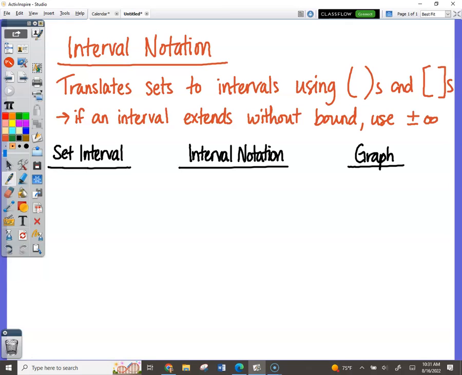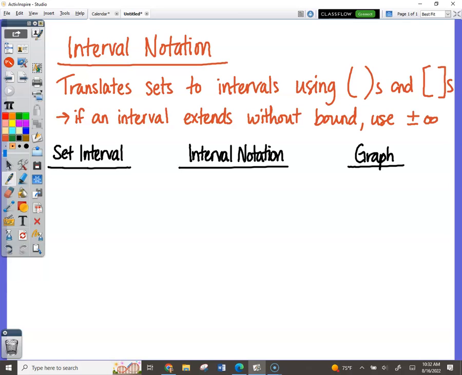This is one of the most important lessons. It's used the entire year, even through pre-calc. You've got to know how to write interval notation, and it's very simple if you visualize a number line. All you're doing is translating what is shaded on the number line to shorthand notation.